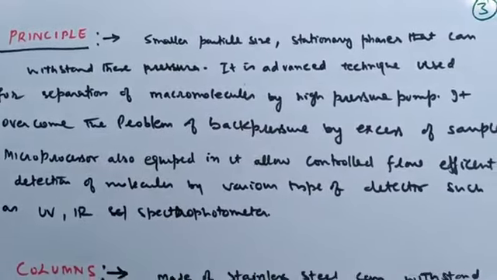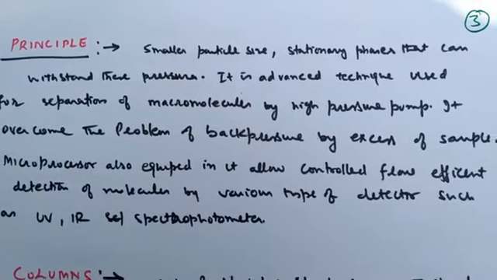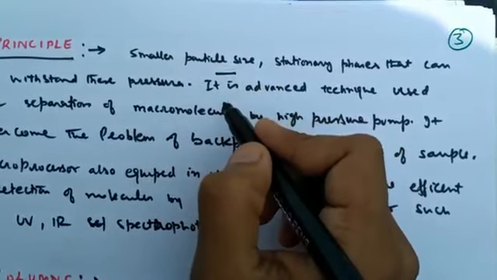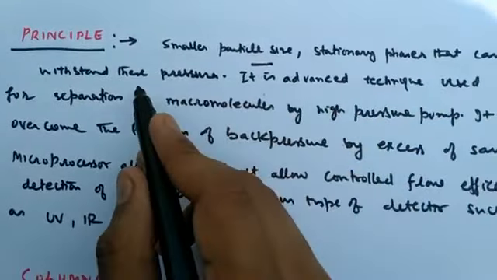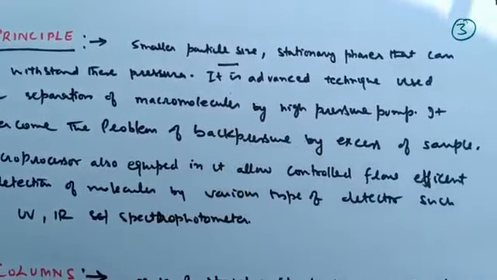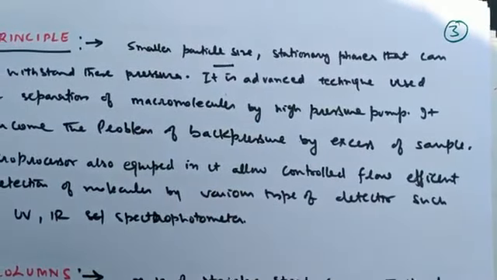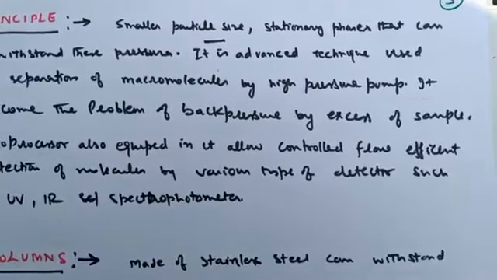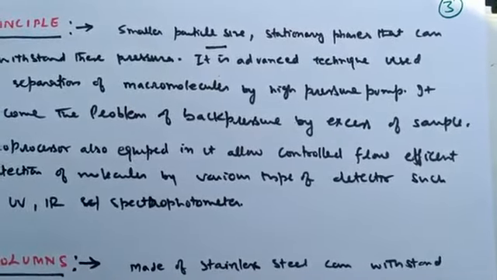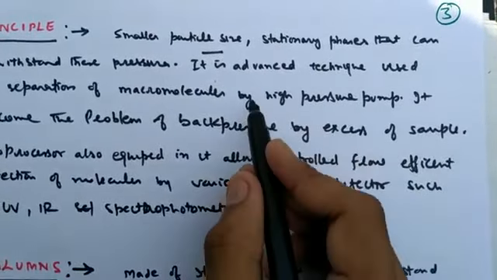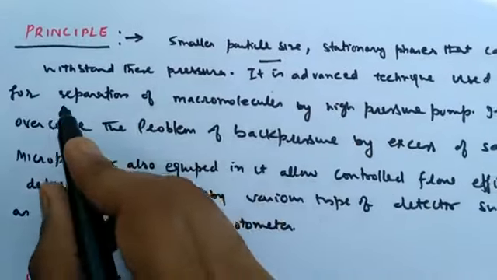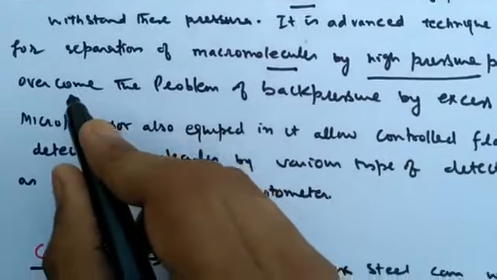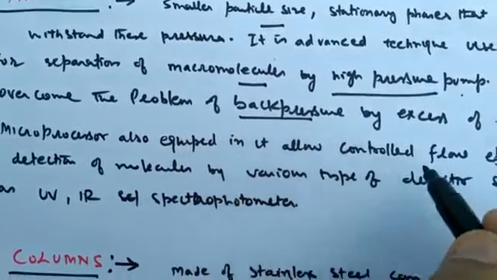Here is a brief review of the principle of HPLC. Here the particle size is the main factor, and the stationary phase must withstand the pressure. The size of the particles embedded in the column matters, and the pressure that we apply through the pump increases the flow. So it is an advanced technique for the separation of macromolecules by a high pressure pump. It overcomes the problem of back pressure.